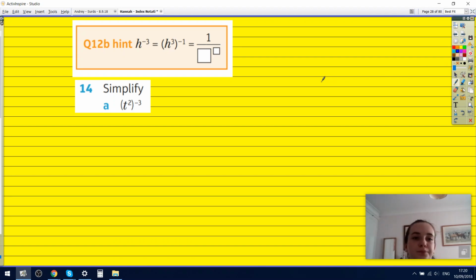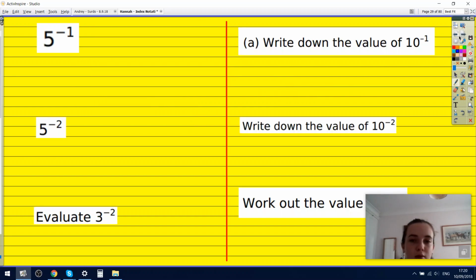Okay, what are these two? 1 over h to the 3. Yeah, so it's like the reciprocal of h to the 3. And what is this one down here? 1 over t to the... Sorry, we haven't done that yet. I shouldn't put that there. Or I need to do something else.